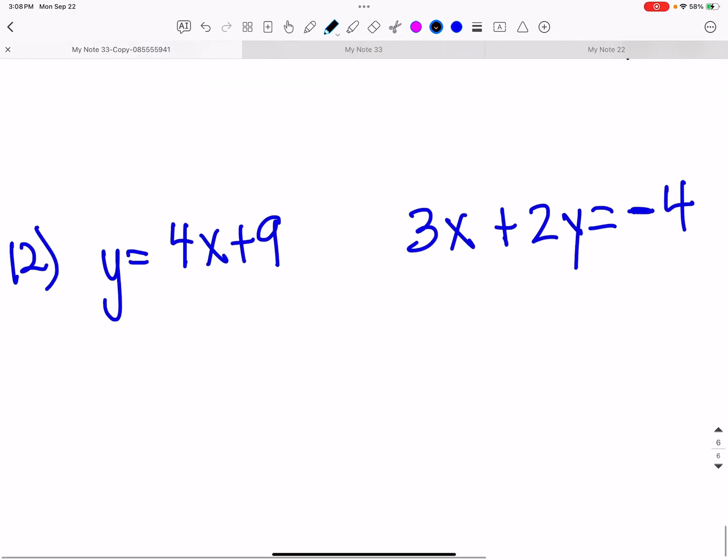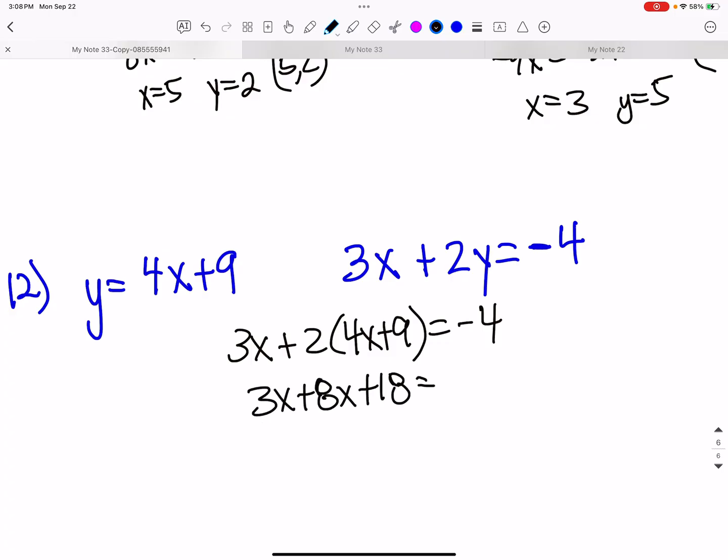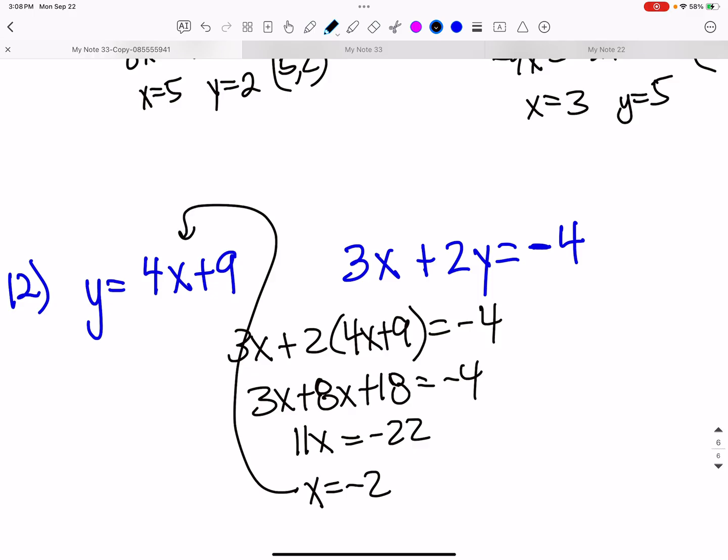Over here, 3x plus 2 times 4x plus 9 equals negative 4. 3x plus 8x plus 18 equals negative 4. 11x equals negative 22. X equals negative 2. When I plug that back in here, y equals positive 1. Negative 2, positive 1.